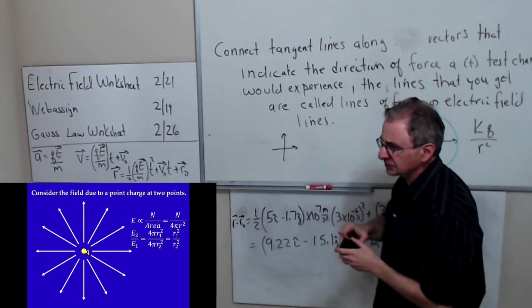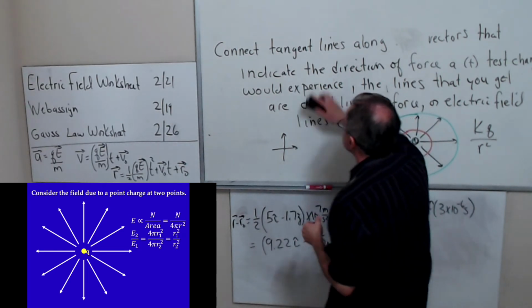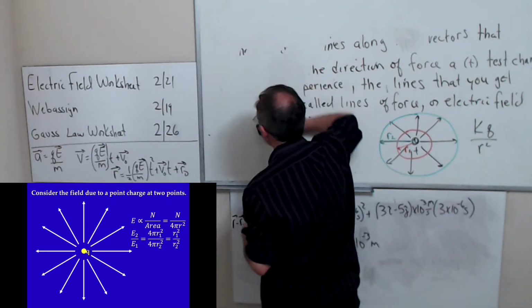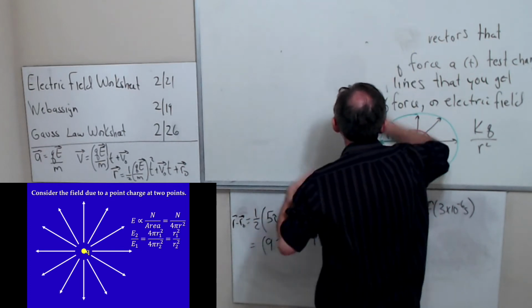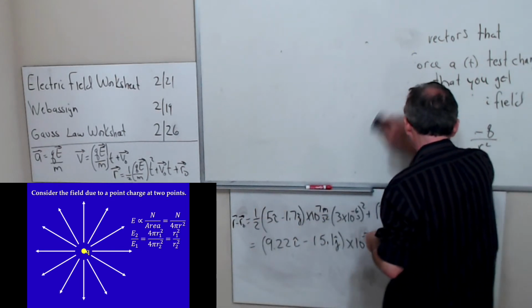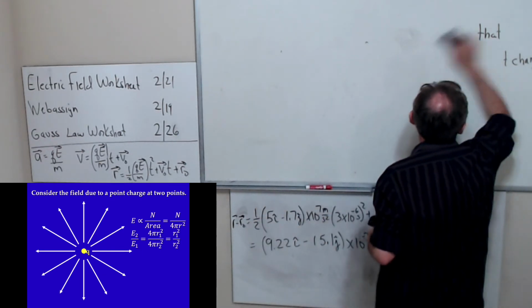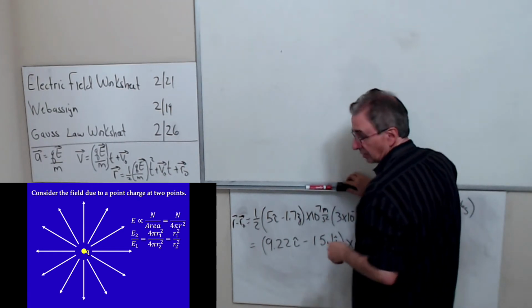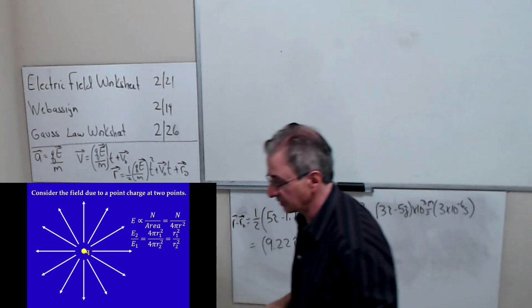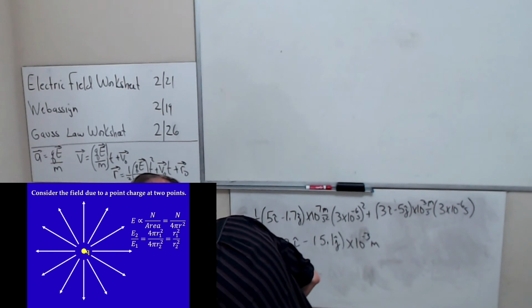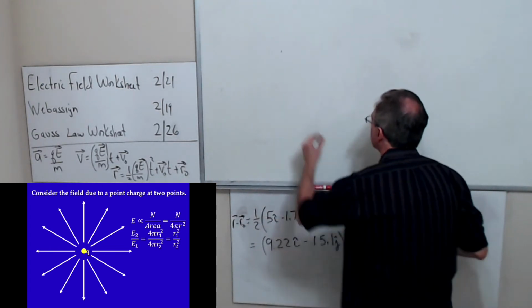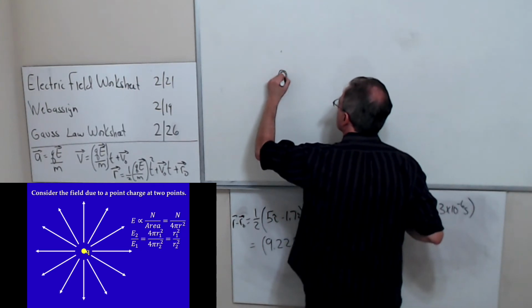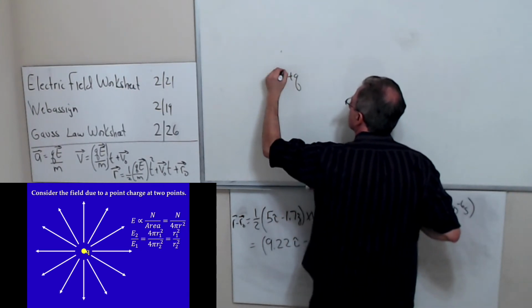So let me say a few more things about these field lines. I'm going to draw a positive charge, and I always go with positive charge because that's the convention, I guess. We're going to do a negative charge. And I'm going to draw some imaginary circles. Let me draw my field lines.